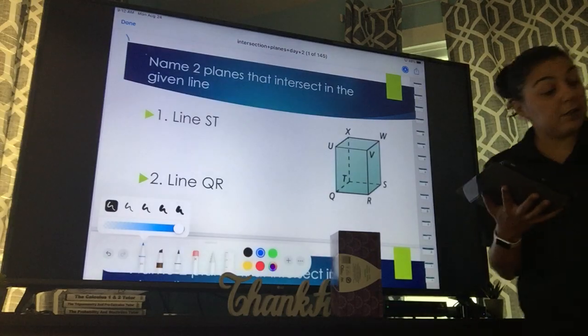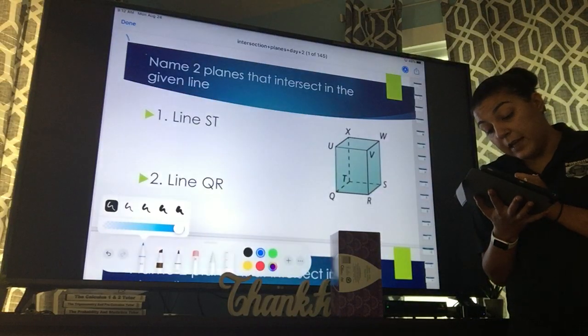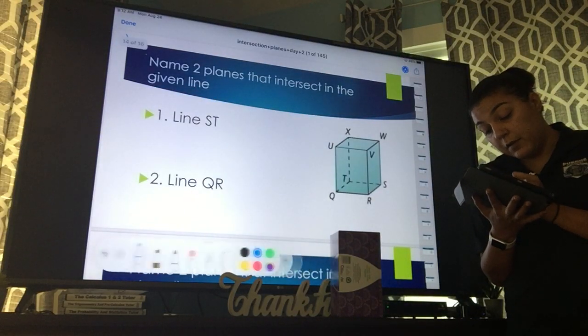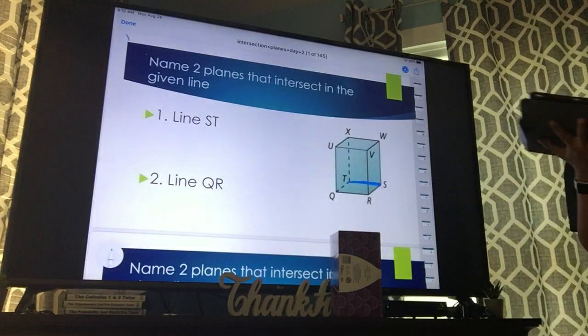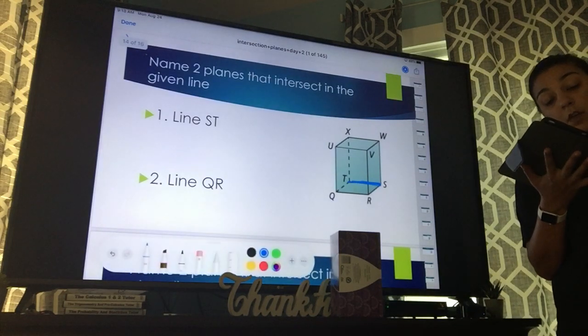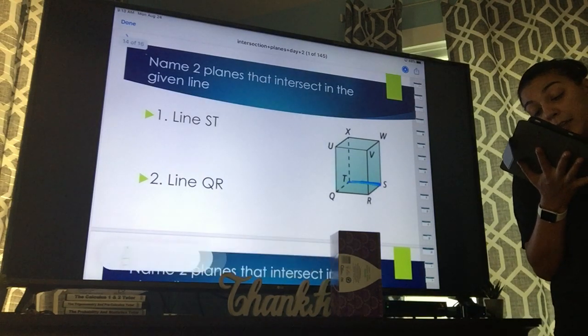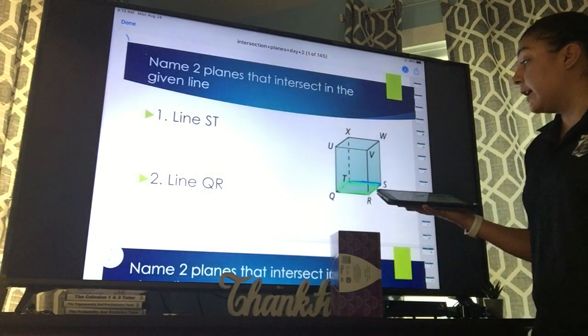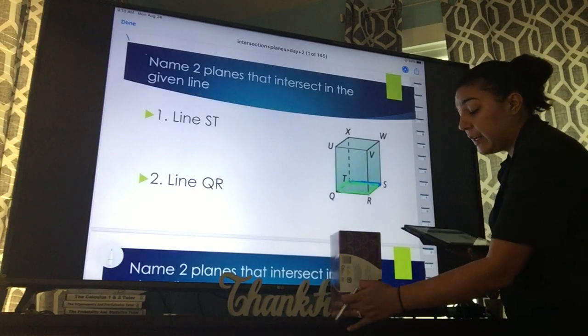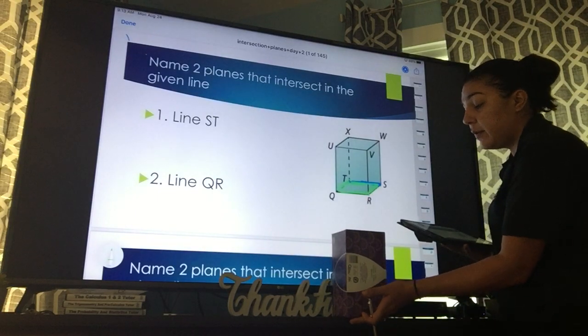Okay, line ST. So, ST is going to be this back one. And we need everything to be touching that line. Okay, so I know that ST something is going to be 1. So I can just start connecting dots. Okay, there's one plane. It's the bottom of the Kleenex box. So if we're looking at the Kleenex box, it's going to be the bottom.